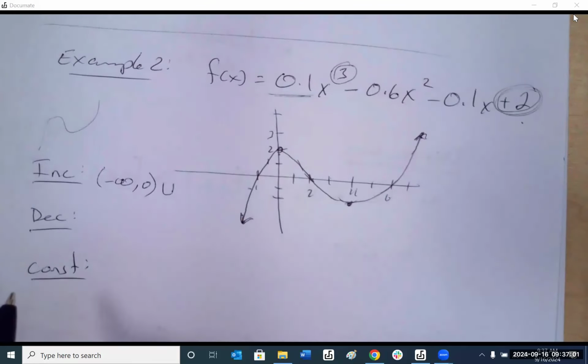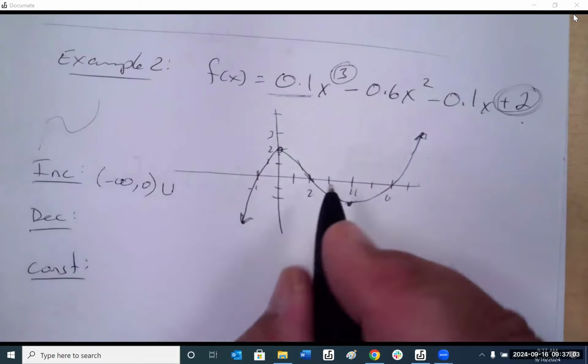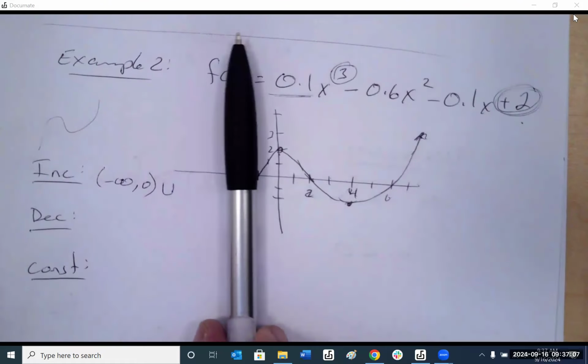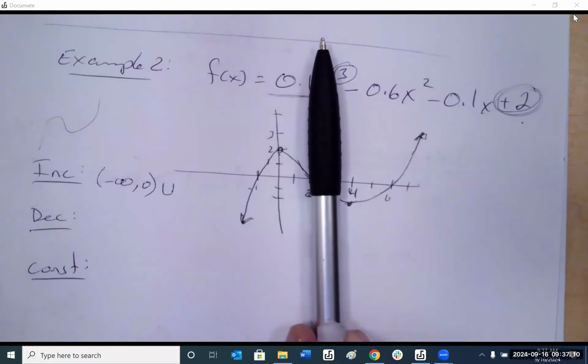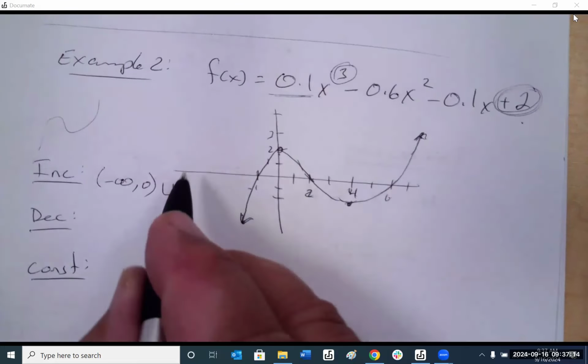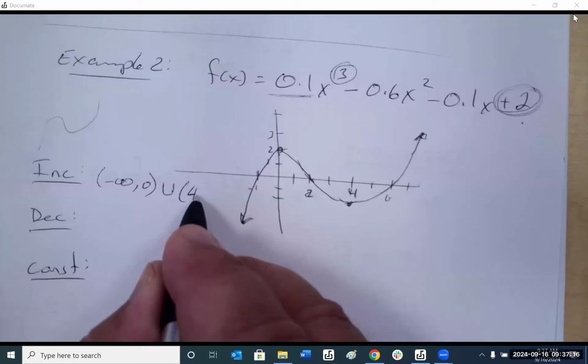And where else is it increasing? Again, look at your pen. Where is the graph going up? It starts at 4 and it goes to where? Right.